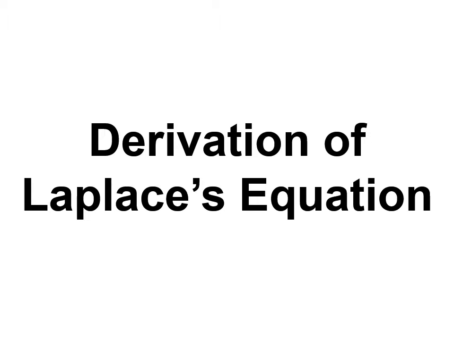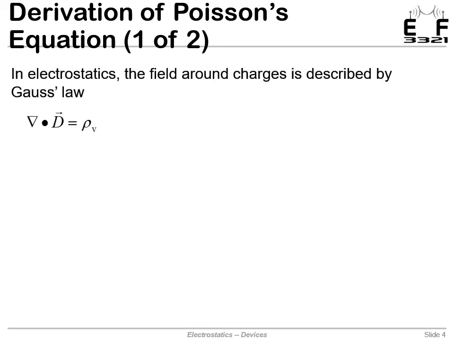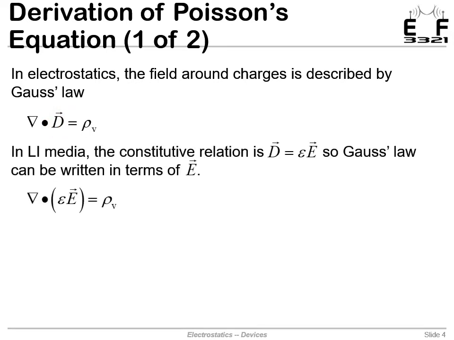Derivation of Laplace's equation. We'll start this derivation actually by deriving something that's more general called Poisson's equation. And Poisson's equation is essentially a combination of all of our governing equations for electrostatics. So we have Gauss's law, del dot D equals rho V. But we have the constitutive relation, and so we can replace D with epsilon E to essentially get the divergence equation for the electric field intensity.